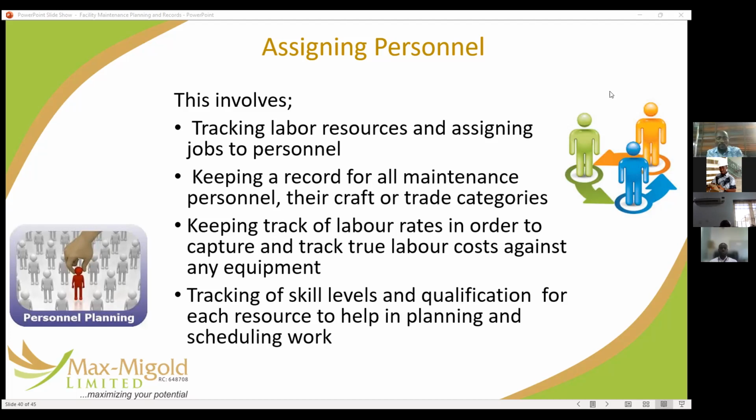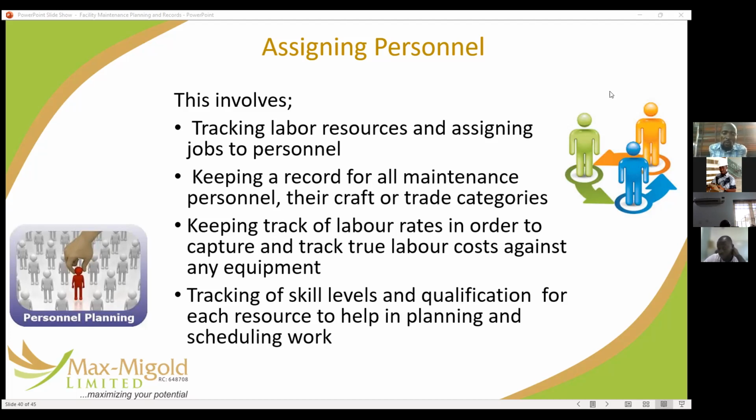Most factories, if you're working as a facility manager in a factory, how you are able to control your manpower cost could be part of your KPI. So you need to understand the nature of the maintenance work you want to carry out and how many labor will you require to carry out that maintenance task.